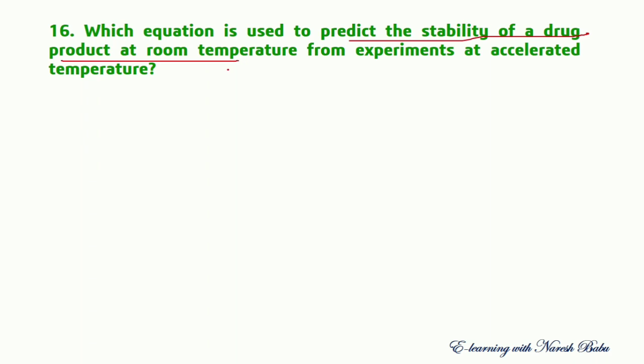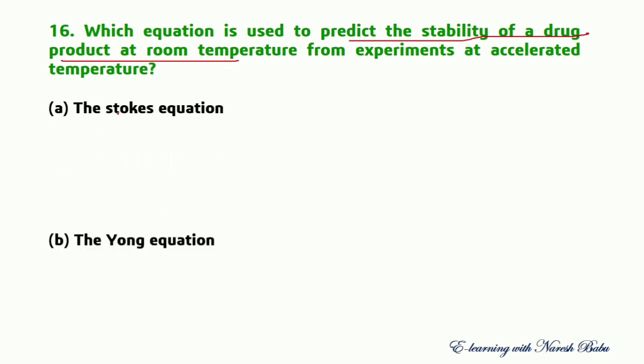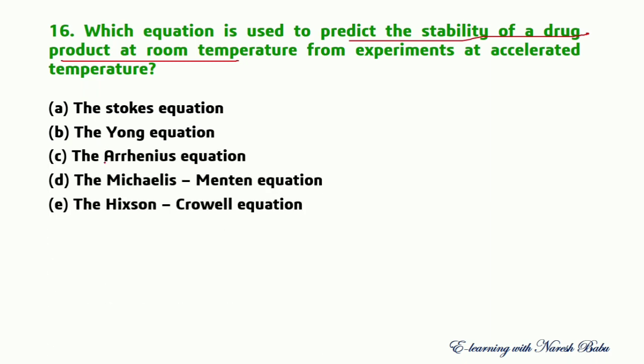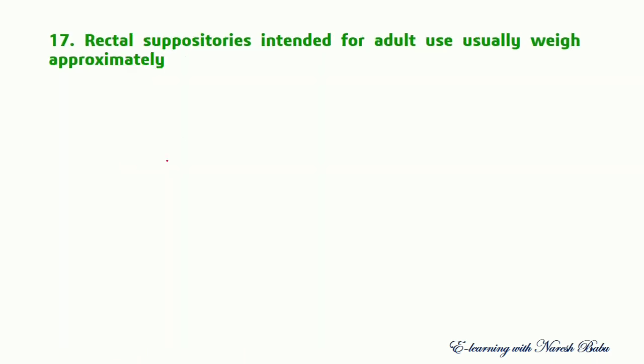And next question, which equation is used to predict the stability of a drug product at room temperature, from experiments at accelerated temperature? The options given are the Stokes equation, the Young equation, the Arrhenius equation, the Michaelis-Menten equation, and the Hixson-Crowell equation. The answer for predicting the stability of a drug product is the Arrhenius equation. Answer is C.